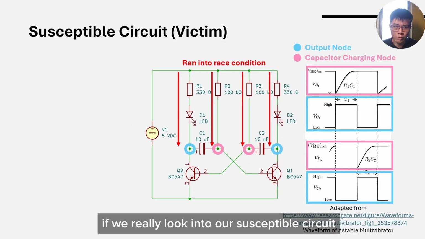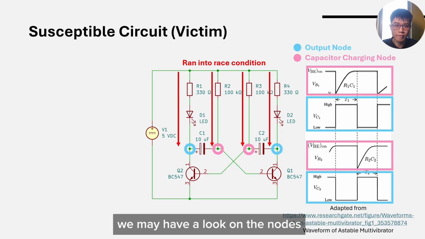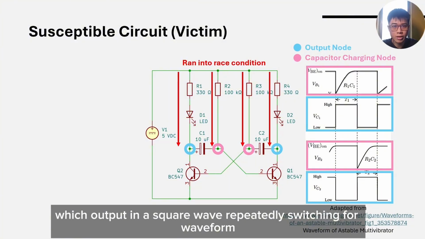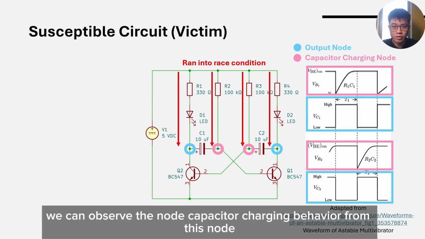If we really look into our susceptible circuit, this is how the flasher circuit actually works. Before we step into it, we may have a look at the nodes. The blue circle nodes are output nodes, which output a square wave, a repeatedly switching waveform. And the pink circle nodes are capacitor charging nodes. We can observe the capacitor charging behavior from these nodes.